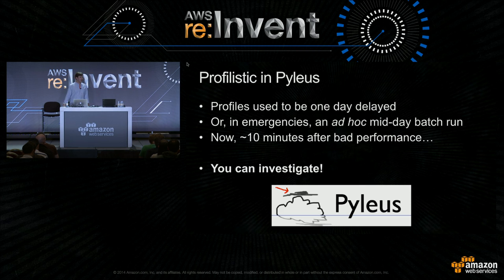If it's 2 p.m. and crap hit the fan at 10 a.m., you wouldn't normally get those profiles until the next day. So in that case, usually somebody would come to me and they'd say, please start the batch ad hoc, we really need the help. But because we have this running in Pyleus and Storm now, at 10 minutes or so after bad performance, you just get your profiles. You just get them now, they're there for you, you can investigate whatever's wrong with your application. This has made a lot of engineers very happy, and it's made me happy because people have stopped bothering me to turn on the batch jobs.